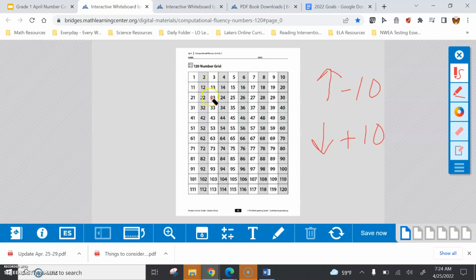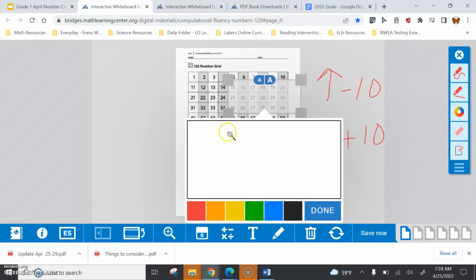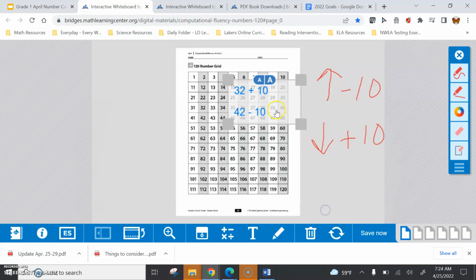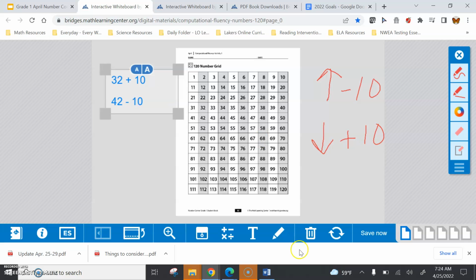So I'm going to actually see if you can focus on this. Well, actually, I'll put a couple of math facts over here for you. I want you to practice these. 32 plus 10, 42 minus 10. And I want to see what you can do with these facts. Let me just move these over so you can see them. And I'd like you to work on these for the remainder of our number corner time. I know you can do it.